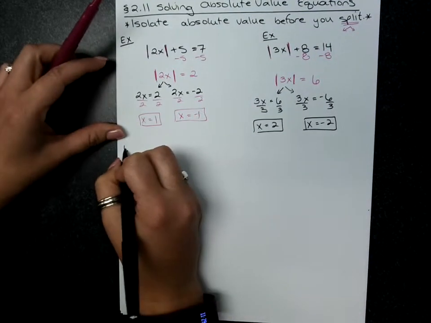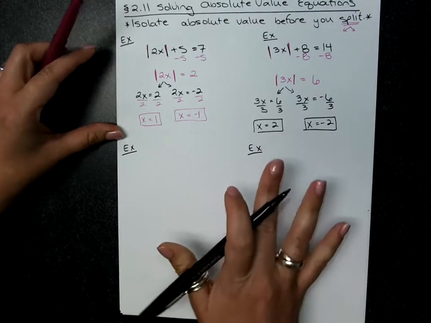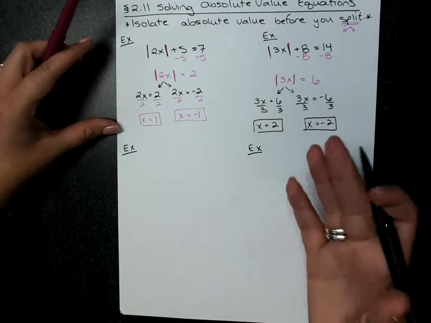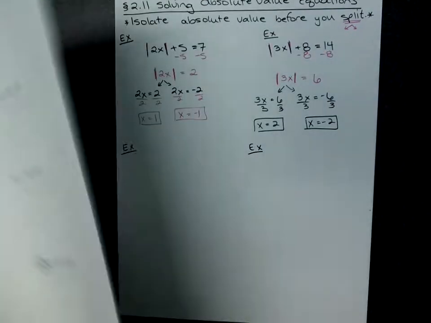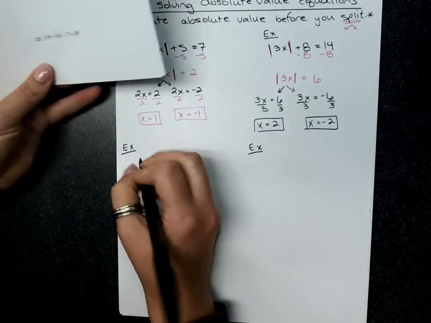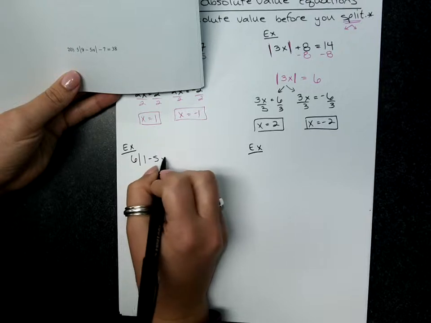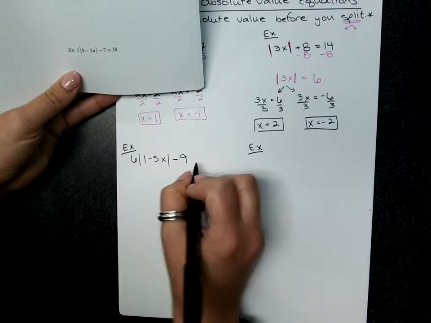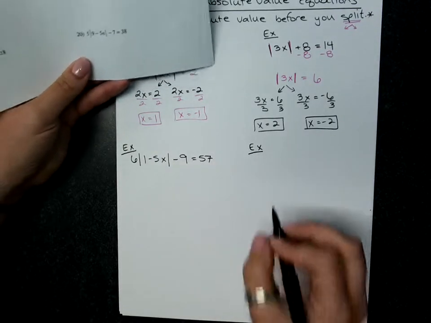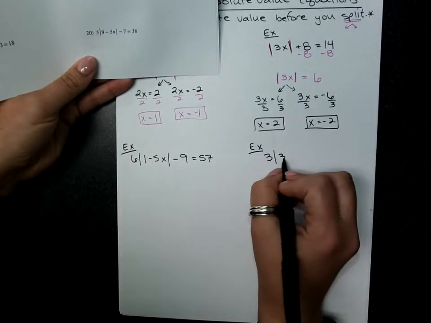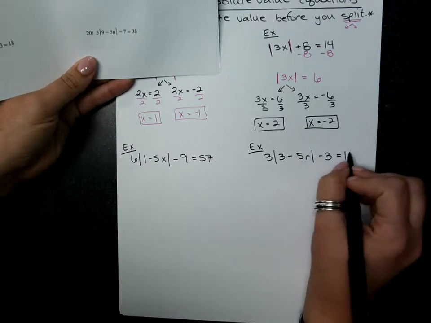Let me do a couple more that are a little bit more involved. You're more than welcome to pause the video and try them yourself, and then you can play the video to see if you're correct. Let me take a couple off the extra practice worksheet. I printed this from the website. Let's do 6 times the absolute value of 1 minus 5x, minus 9, equals 57. And I'm going to pull one more off that worksheet. 3 times the absolute value of 3 minus 5r, minus 3, equals 18.